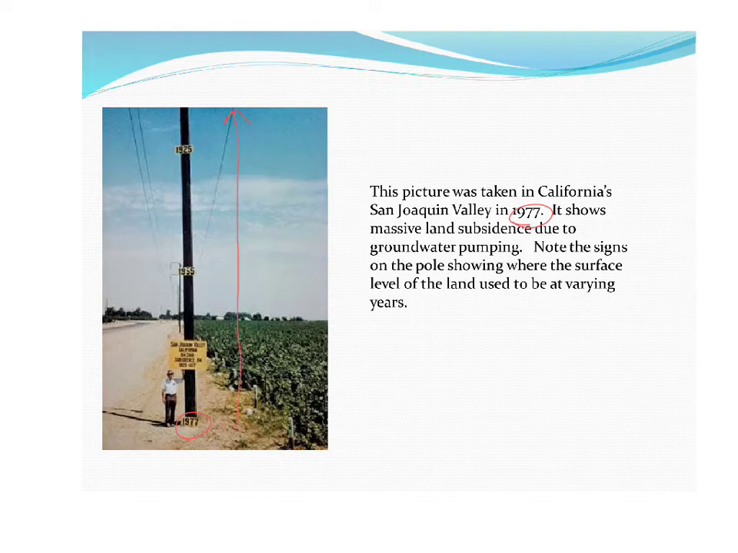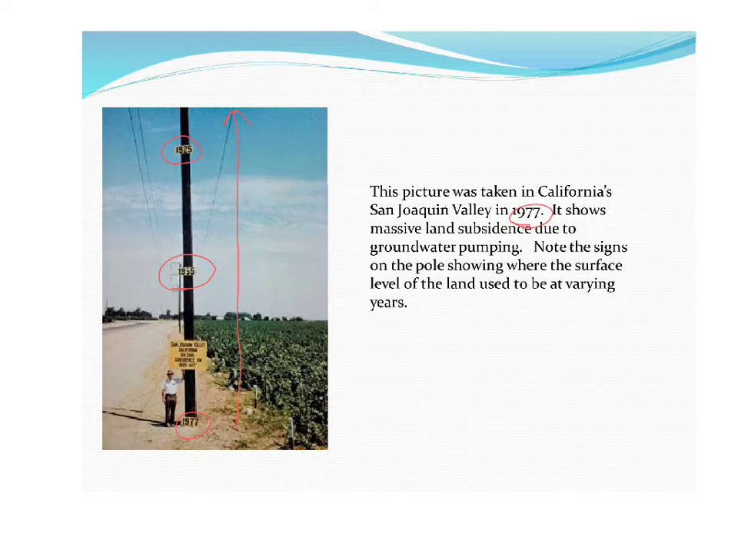He's standing at the ground level. The ground level was right there in 1925. The ground had subsided to this level by 1955. And in 1977, it was where this gentleman is currently standing. That is a massive amount of land subsidence.